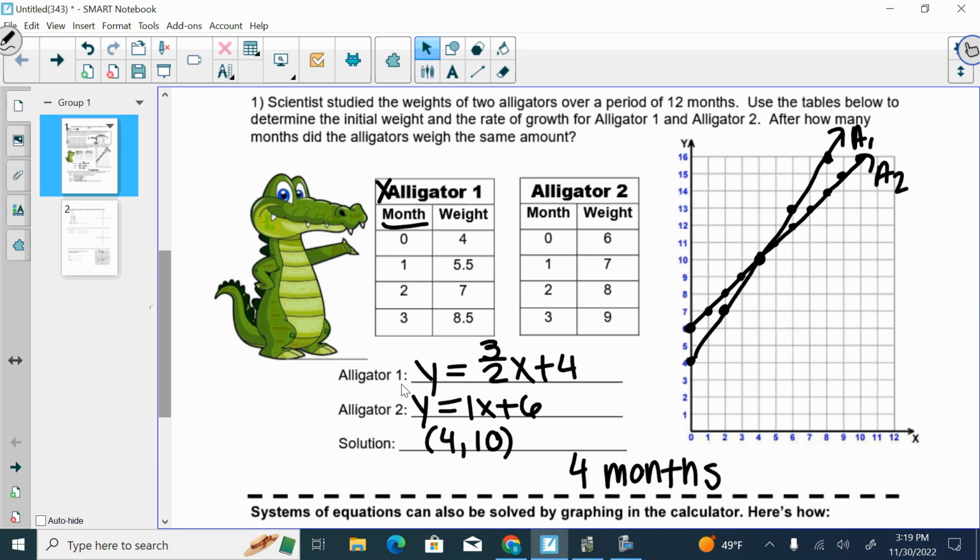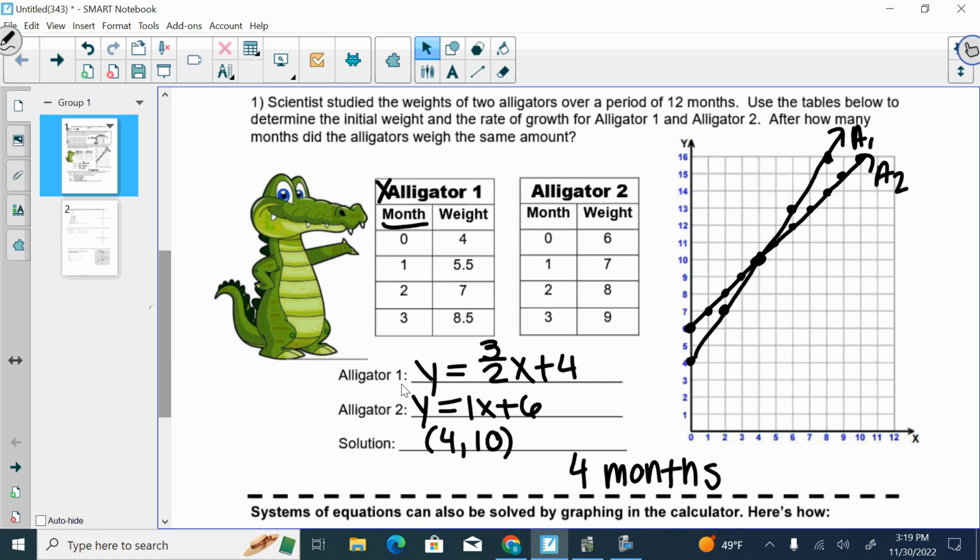Good job. Okay, so not only are you actually able to use your calculator to come up with the equations like we did here, there's actually a way to find this intersection point right here in the calculator without us having to graph it on the paper by hand.